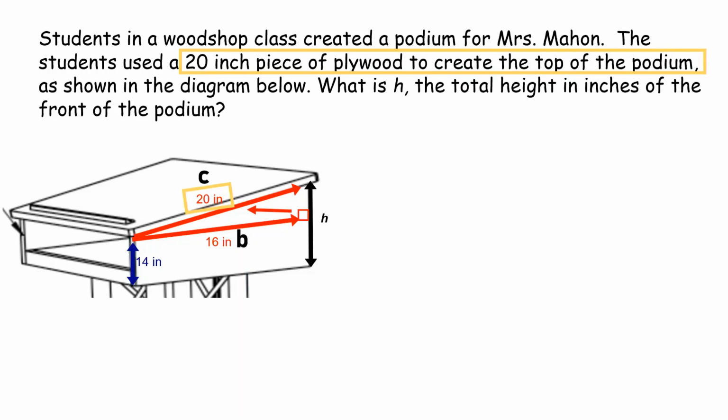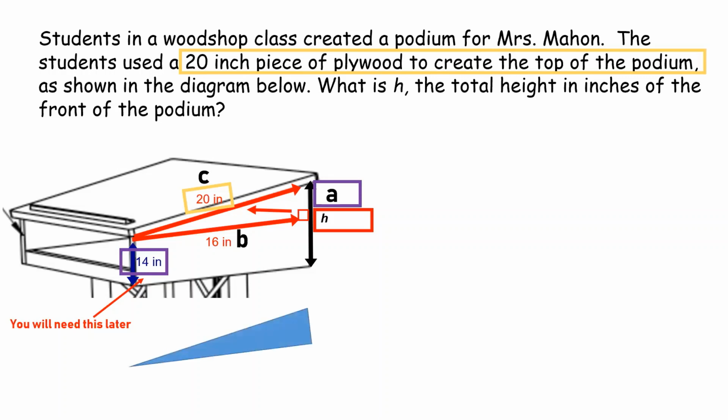B side will be 16, and I am missing my A side, okay? I am looking for the total height of the front of that podium. I also have a 14-inch, but we do not worry about that right now. We will use that later. I am going to draw out the right triangle, and I am going to label my B side and my C side and my A side, which is missing.